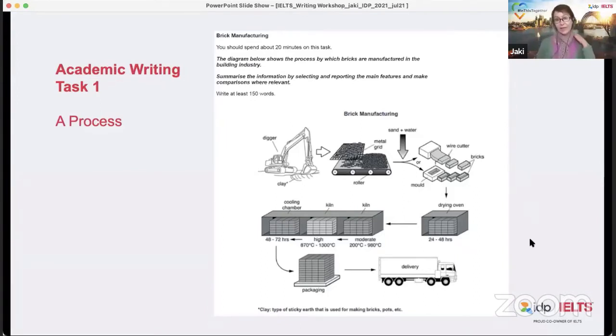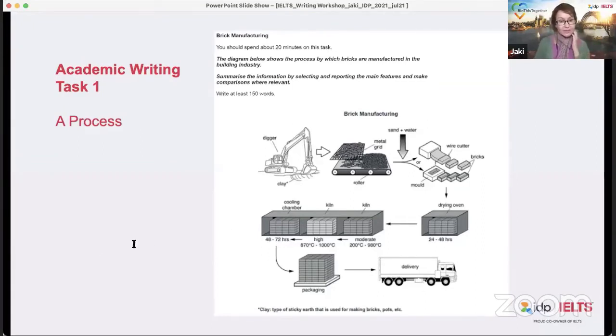Now, process. People always panic about the process, but actually process is quite easy. You're just going to describe everything that happened in words. A process always moves along. It's a sequence. Okay, so, question.